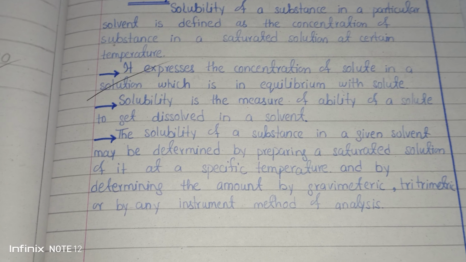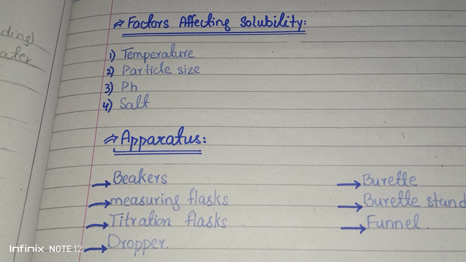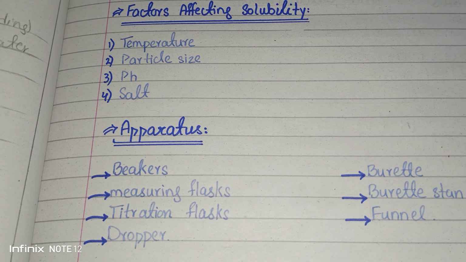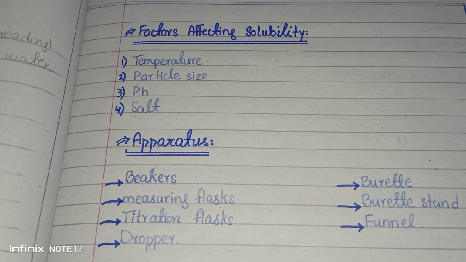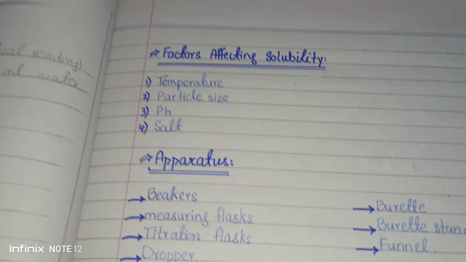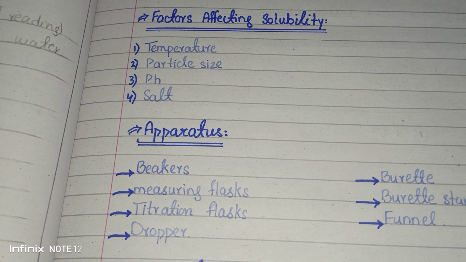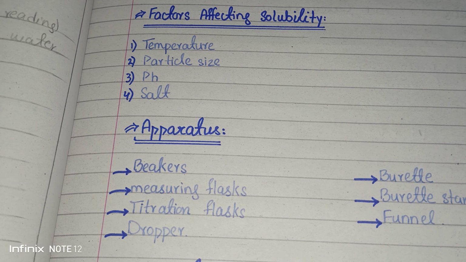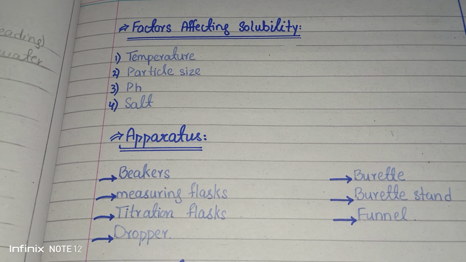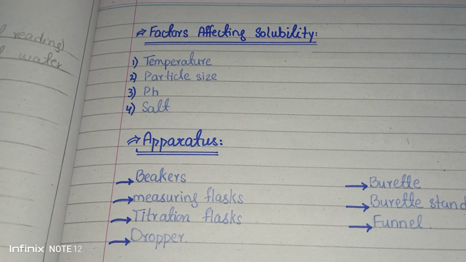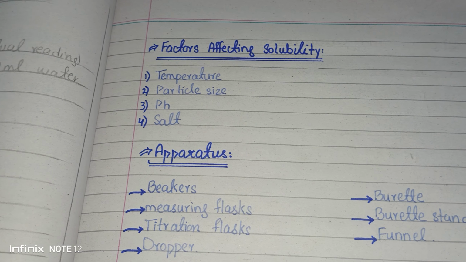Now we move on to the next page. Now you have to discuss some factors by which solubility can be affected. First is the temperature: whenever you increase the temperature, the solubility increases. And if you increase the temperature of a saturated solution, then you can prepare a supersaturated solution. The second thing that affects solubility is the particle size. You know very well, whenever the particle size decreases, solubility increases, because it is very easy to dissolve small size and fine particles.